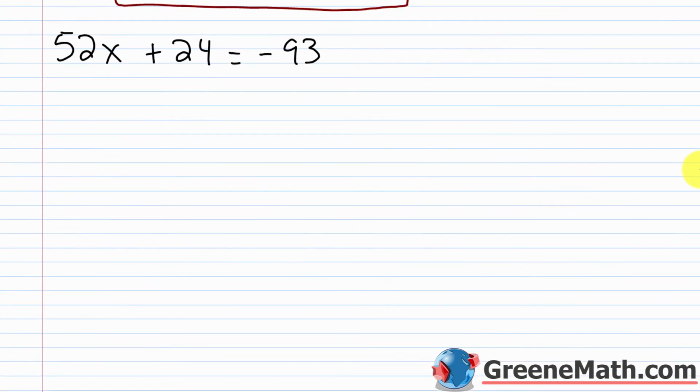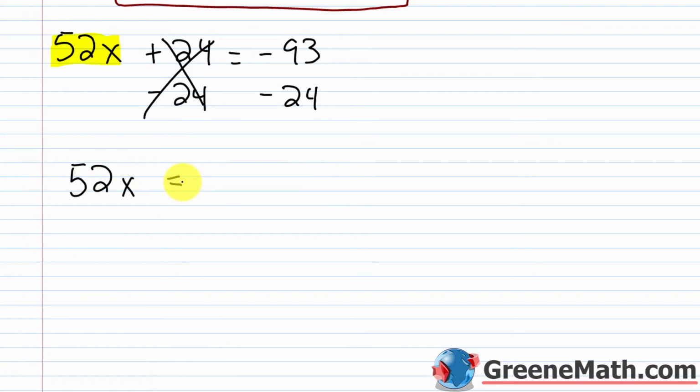All right, so now I want to get the variable term by itself. And to get this by itself, I need to subtract away 24, right? Because I have plus 24 over here that's next to the 52x. So minus 24, minus 24. So that's going to go away. The left side is now just 52x. And on the right side, if I have negative 93 minus another 24, I'm going to end up with negative 117.